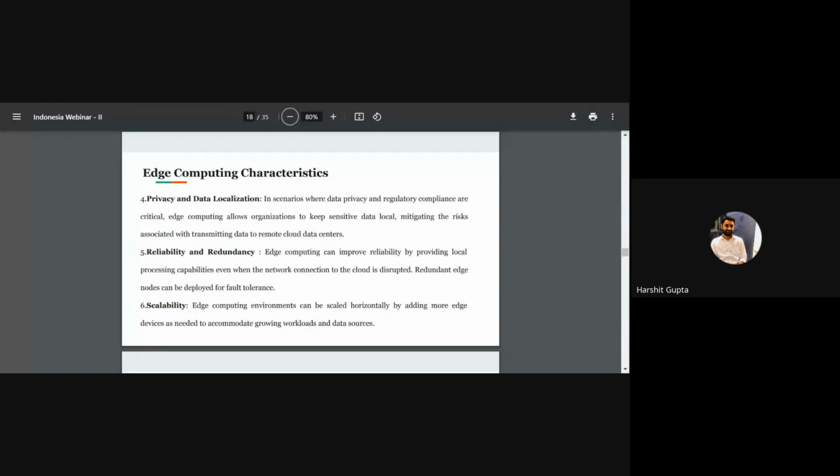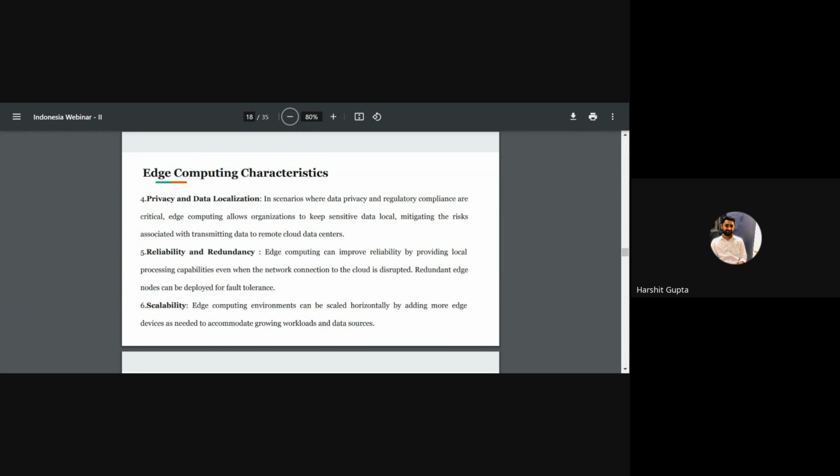And also it can be redundant, because many different edge devices or edge nodes can be deployed to make a solution for any kind of fault tolerance. So if any edge device is not able to perform an operation, then that can be done on another edge computing device. In this way, by making the edge devices or edge nodes redundant, edge computing performs well.